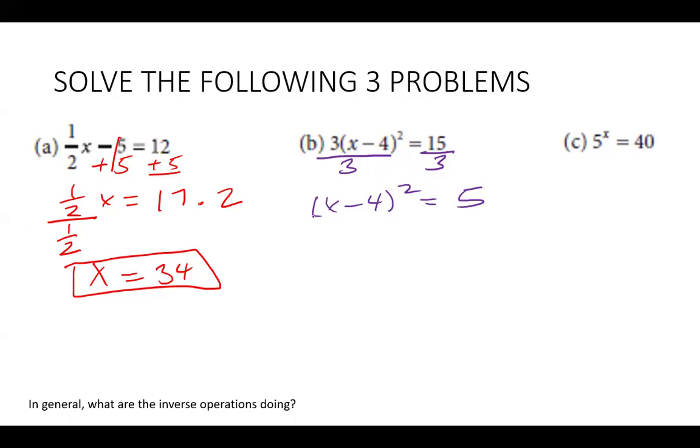All right, so we divide by 3, and that leaves us with x minus 4 squared equals 5. Now what do I do? Yes. And I'm going to square root to both sides, even though I only said square root. And I leave that as a square root because 5 isn't a perfect square. All right, what's left?